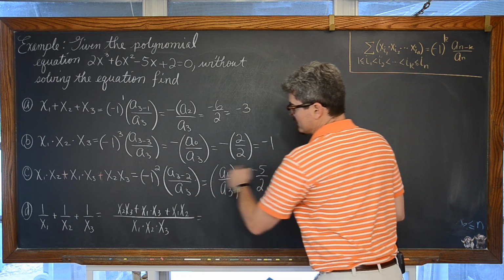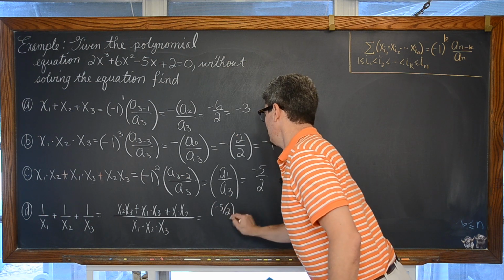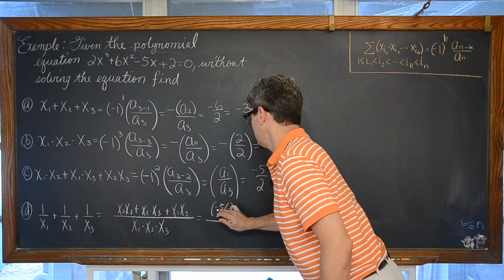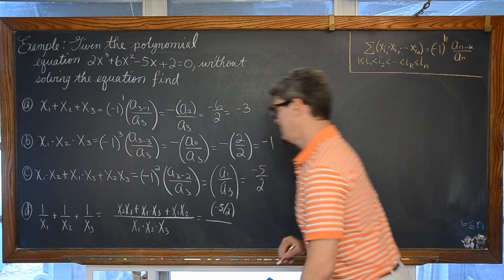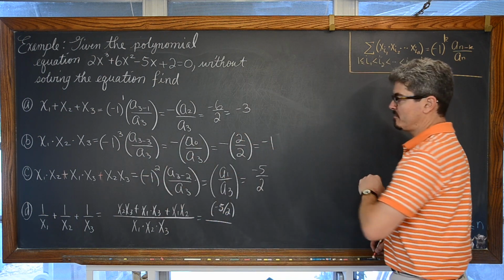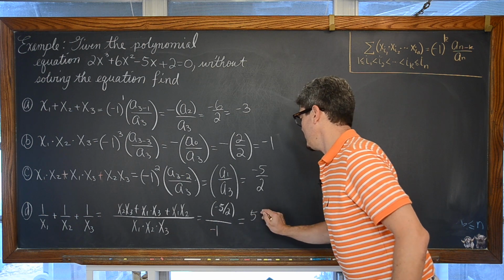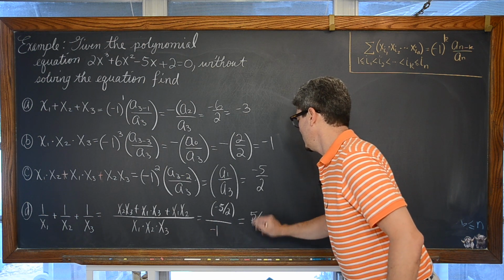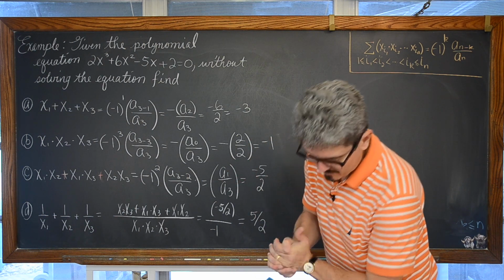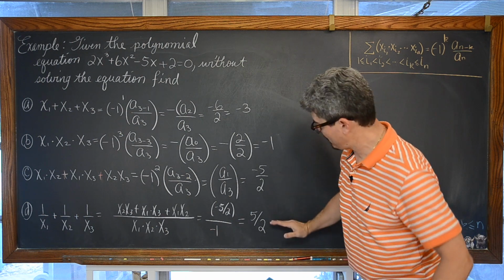This numerator we just calculated to be negative 5 over 2, and the denominator, which is just the product of our roots, we just found in part B as being negative 1, so our final answer here is 5 over 2. And that's the first four parts of our first example. Let me just double check. We got negative 3, negative 1, negative 5 halves, and positive 5 halves.